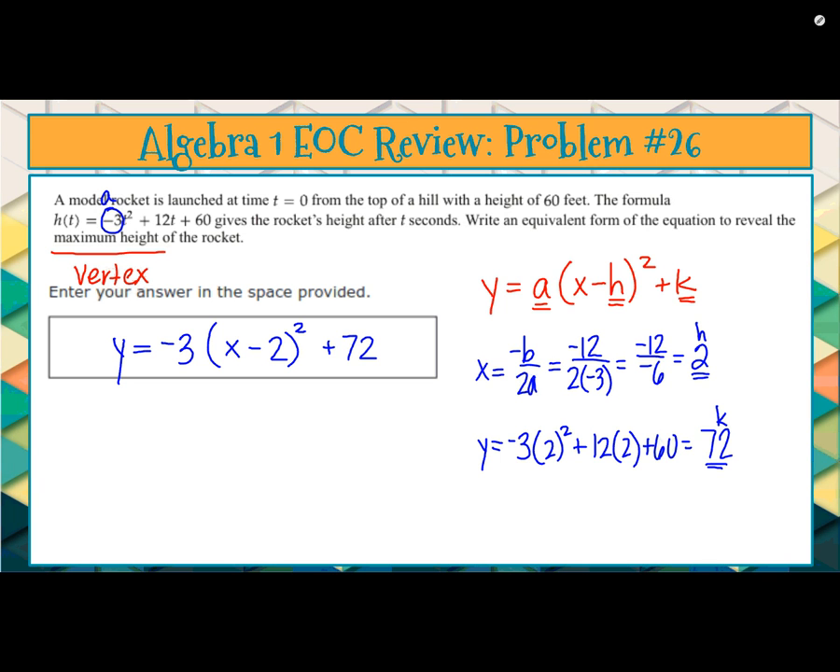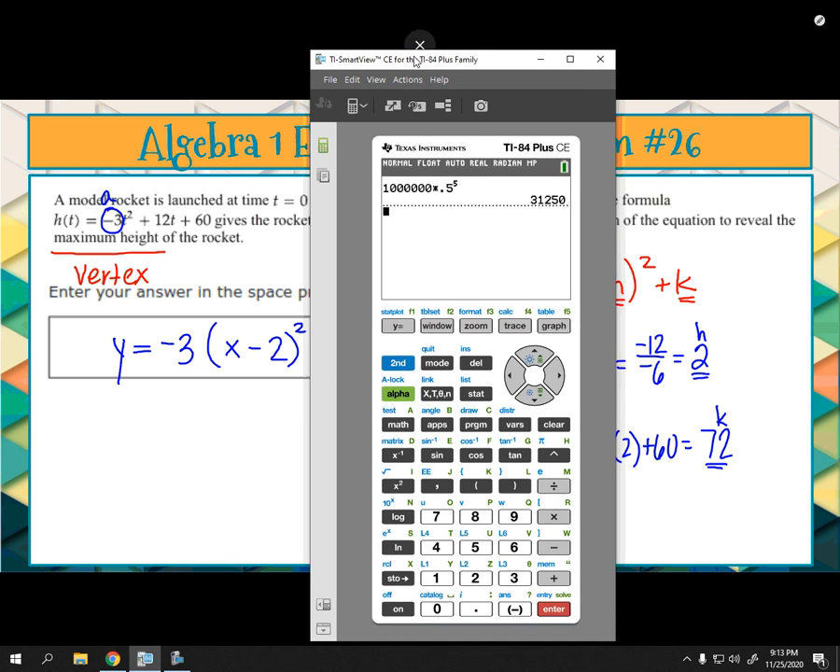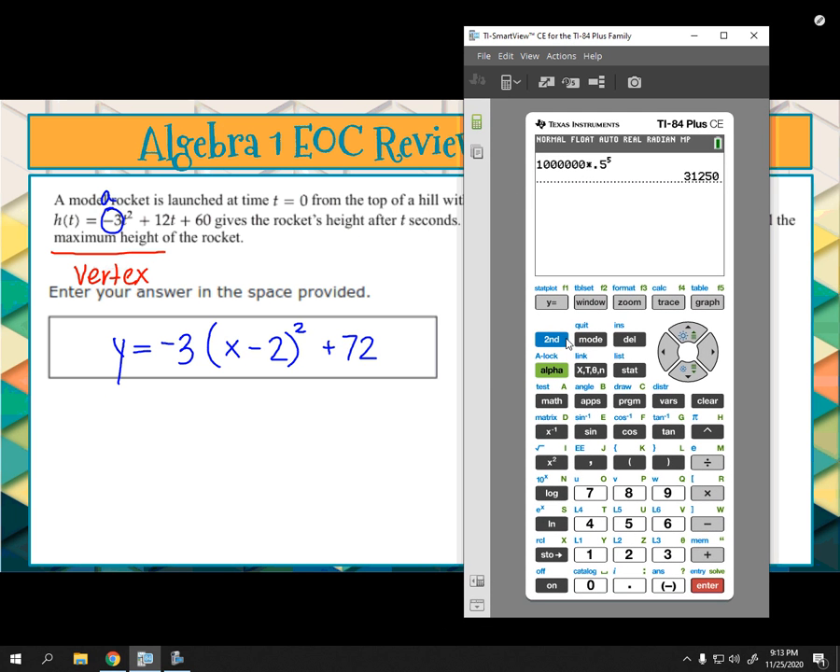Now, how can I make sure that I'm right, especially if I don't have a whole lot to bounce off of? Well, remember your graphing calculator. We can use a graphing calculator to check. So I'm going to go to Y equals, clear out everything I have there, and type in negative 3. Now, I can't use t, but I'll use x squared.